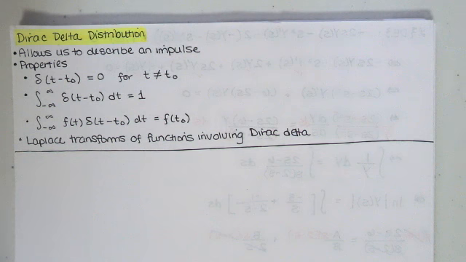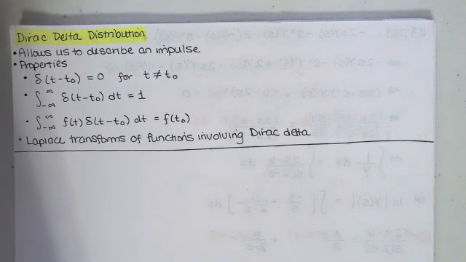An impulse is a large force that acts for a very short period of time. In some idealized sense, Dirac delta will represent that large force acting for a short period of time. After we talk about Dirac delta and where it comes from, we'll look at some properties of Dirac delta and we'll derive those properties. And then we will derive the Laplace transform of Dirac delta itself and the Laplace transform of a function multiplied by Dirac delta.